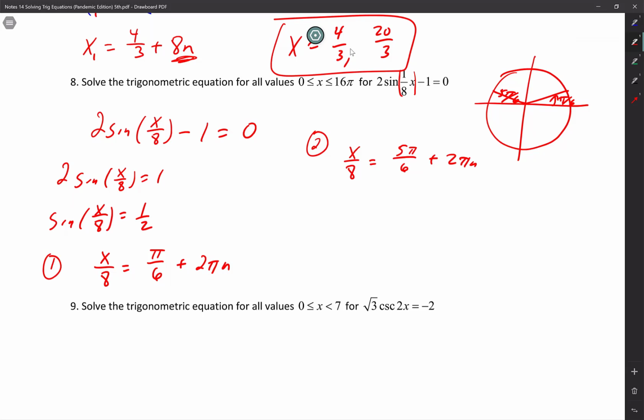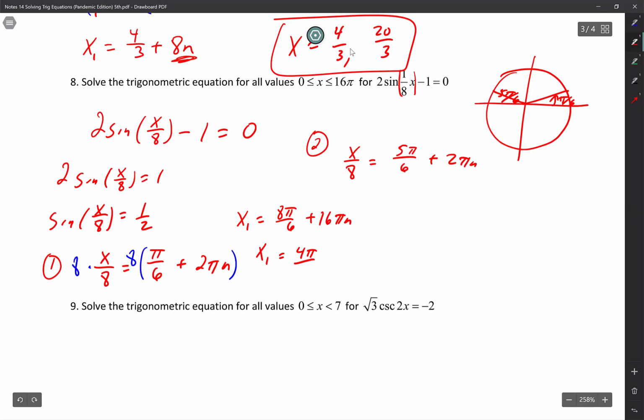All right. So now I'm going to multiply by 8. Whatever you do to one, you do to the other. So here's my first equation. X1, I put a 1 in the bottom to indicate equation 1, is equal to, let's see, 8 pi over 6. I'm going to reduce it right now. Plus 16 pi n. 8 times 2. Let's reduce it. X1 equals 4 pi over 3 plus 16 pi n.